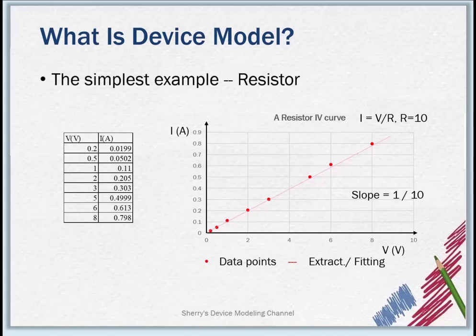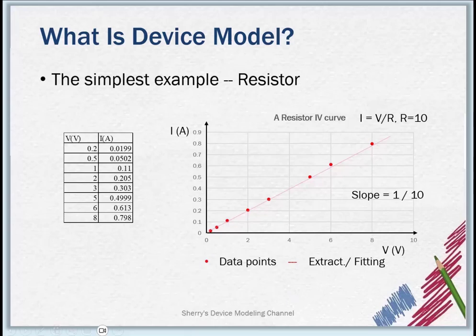For other devices, it works the same way, only the equations are more complicated. From this example, I can also summarize the process of building a model. First, measure the data, then find the right equation, and last, extract or fit the parameters. For industry standard models, the equations are already given. What model engineers need to do is to measure the device and then extract or fit the model parameters.